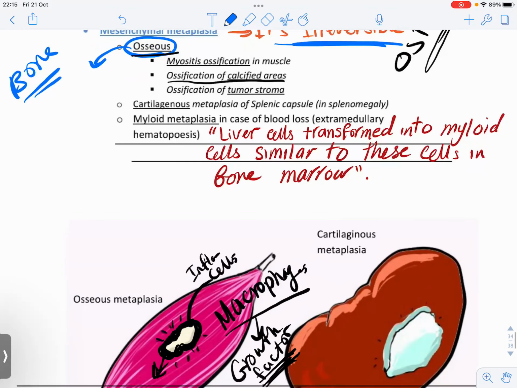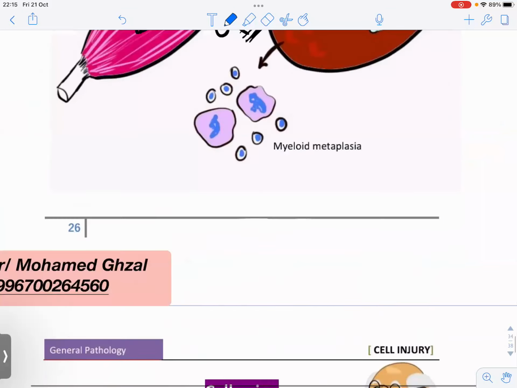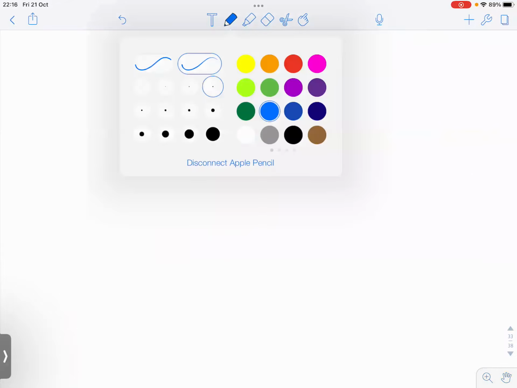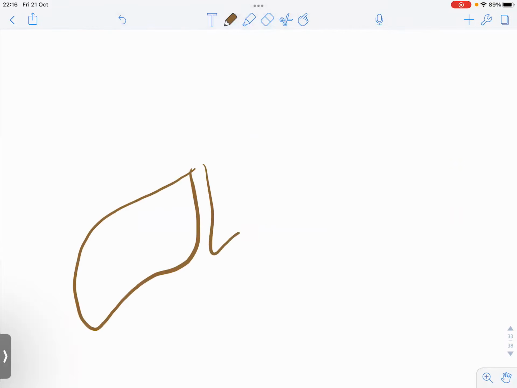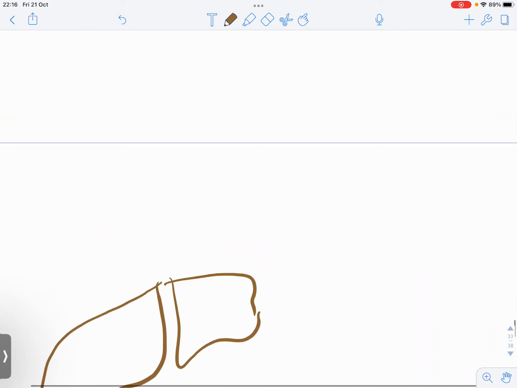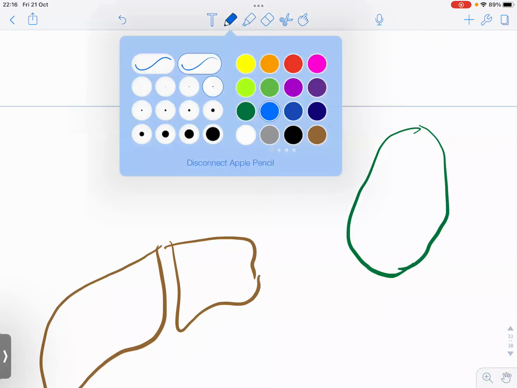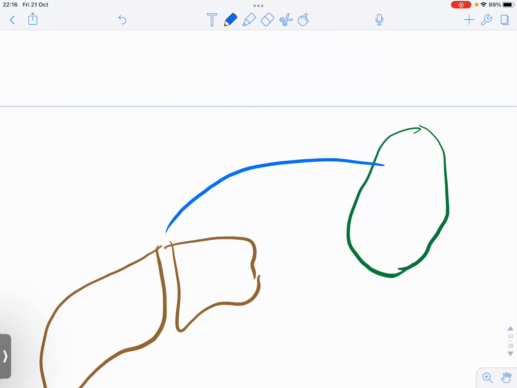It's very common in the spleen. Why? Do you know the relation between the liver and your spleen? The relation between them is that the splenic vein always drains the blood into the hepatic vein.